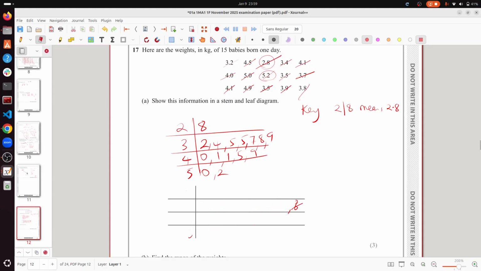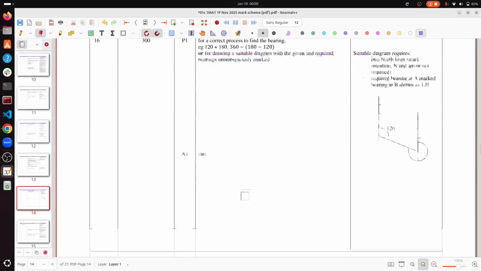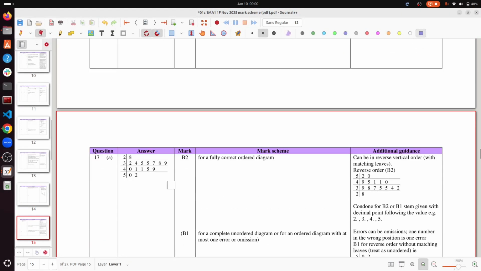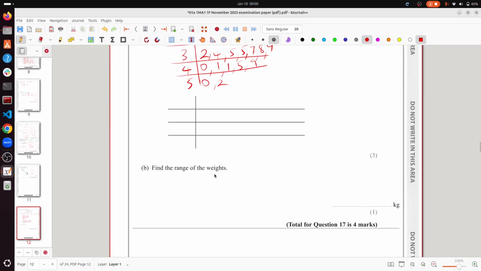So I would have drawn this first and then transfer the correct one into this grid that has been given to me. So let's quickly have a look at. So we have there 0, 2. I think that's correct. Find the range of the weights.